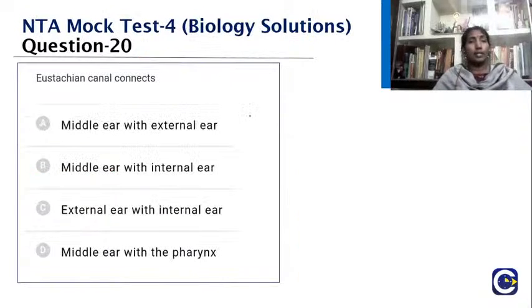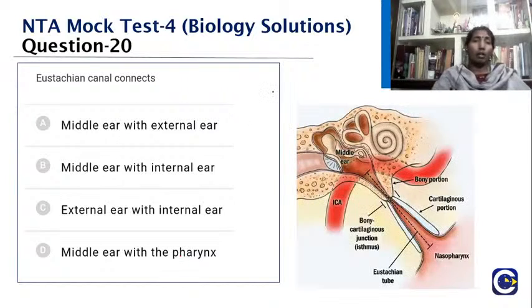The Eustachian canal connects the middle ear with the pharynx. When you talk about the Eustachian canal, you can see here the middle ear, which comprises those three bones we call the malleus, incus and stapes. We have the tympanic membrane, the eardrum, and then we find the tube here, which we call the Eustachian tube, or also the auditory tube.